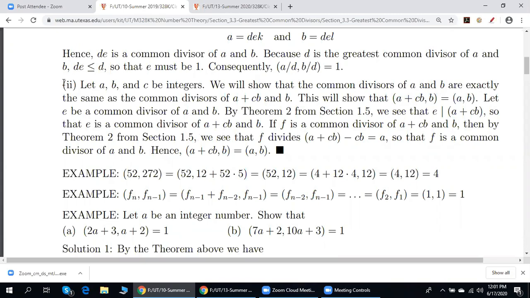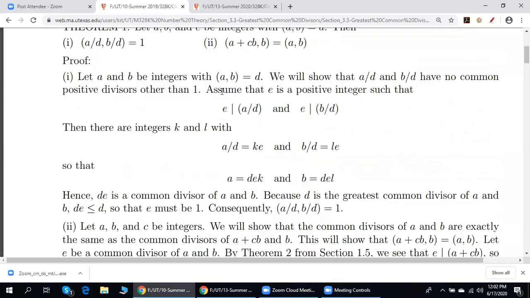So we're first showing that if you choose any element from the set of common divisors of A and B, that is also a common divisor of A plus CB and B. And then when we switch to F, we're showing that any divisor of A plus CB and B is also a divisor of A and B. So if it goes both ways, then the sets coincide. Exactly. Since it goes both ways, the sets are equal. And therefore, in particular, the greatest common divisor of these two numbers is equal to the greatest common divisor of these two numbers. Done.